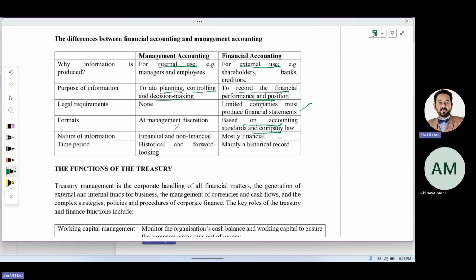Financial statements contain only financial information, while management accounting includes financial as well as non-financial information. While preparing financial statements, you need to show the current year figure along with the previous year figure. This means financial accounting is historical, covering the current year as well as the previous year. While management accounting is not historical, it is forward looking, meaning you are preparing your future plan based on this.